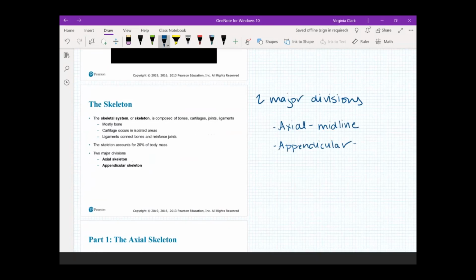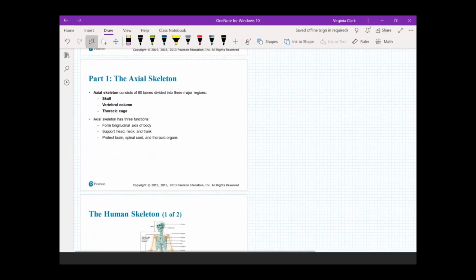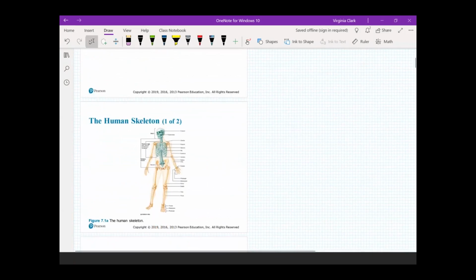So axial is going to consist of anything on the midline, and appendicular is going to be attached or off the midline. So when we look at the actual skeleton, the axial skeleton is going to be covered first. So this is going to be part 1 with the axial skeleton. And the next slide shows the overall concept of what we're talking about. If we were to draw a plumb line right down the middle of this skeleton, anything that's on that midline, or in this case, it's going to be the green, will be the axial skeleton. So that is what we're covering in this part of part 1.